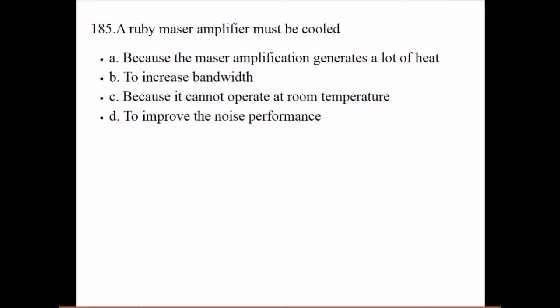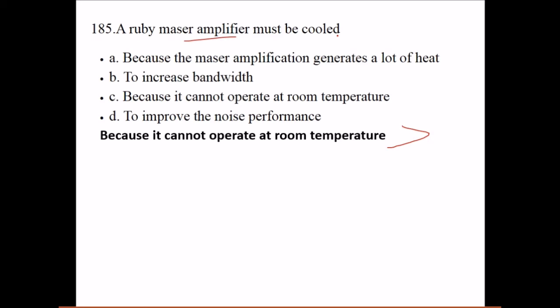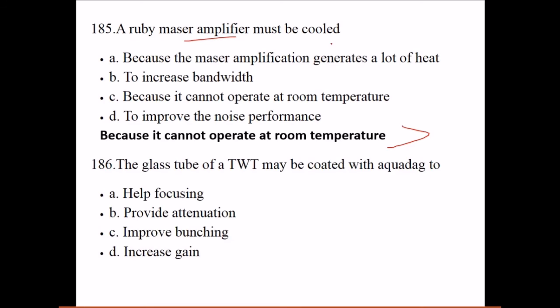A ruby maser amplifier must be cooled because it cannot operate at room temperature. Ruby maser, else it will catch fire. The glass tube of a TWT may be coated with aquadag to provide attenuation. This we have already seen. Now a covering that the transmitter or receiver microwave power can pass through is used to protect the antenna and the antenna feed from weather.